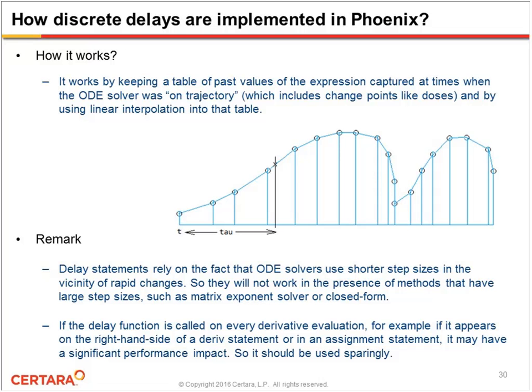Essentially, we're relying on the fact that the differential equation solver takes smaller steps during the period of rapid movement of the trajectory of the system. At the moment, I'm using just linear interpolation between the states that are captured. And it's called on every derivative evaluation. So if it appears on the right-hand side of a derivative statement or an assignment statement, it may have a significant performance impact, so we have to use it sparingly. Let me go to the next one involving distributed delays.